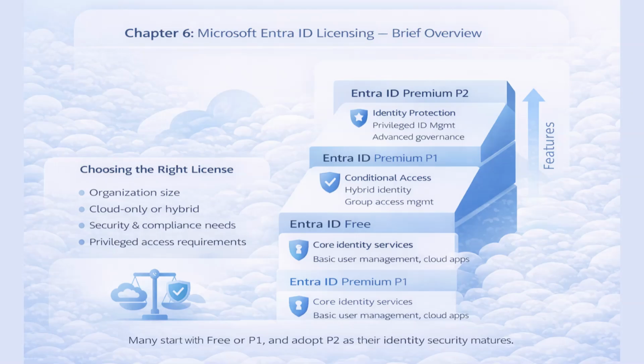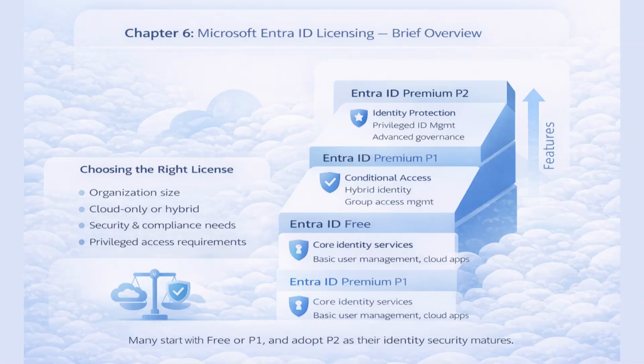Chapter 6. Microsoft Entra ID Licensing Brief Overview. Microsoft Entra ID is available in multiple licensing tiers. Each tier builds on the previous one, adding more control, security, and governance features. Entra ID Free. The free edition provides core identity services. It supports basic user management, authentication, and access to cloud applications for many small environments. This is enough to get started.